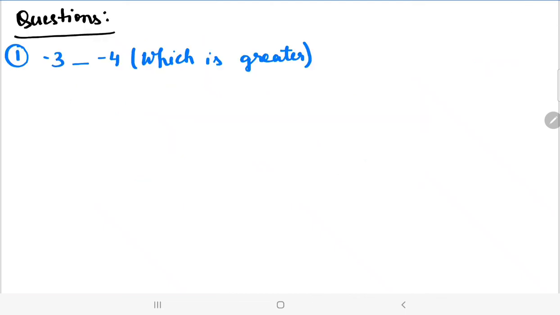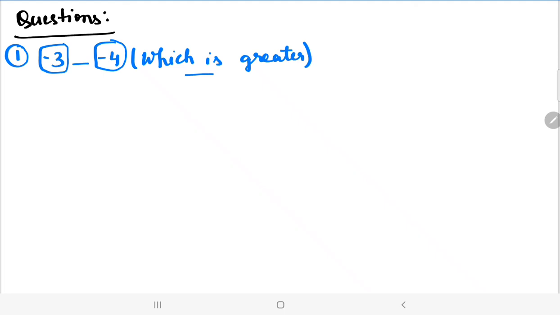So I guess you are clear with the concept of Roman numbers. Now let us move on to the questions related to the topics that we have discussed in today's session. So the first question is, which is greater among these two numbers? This is one number, this is one number, which is greater?